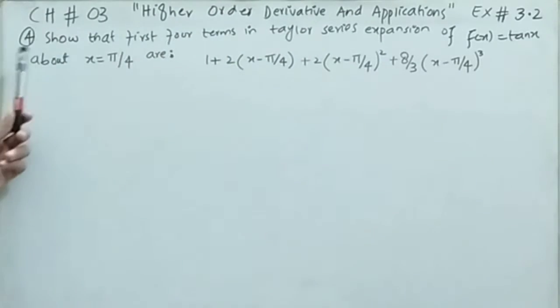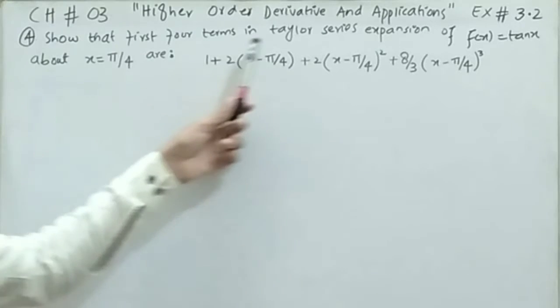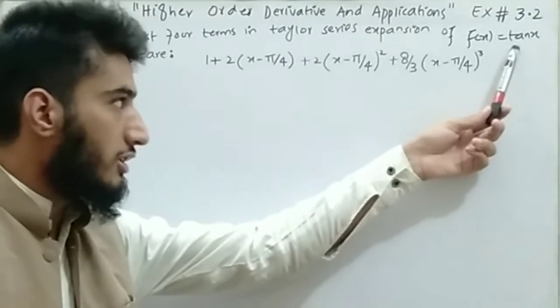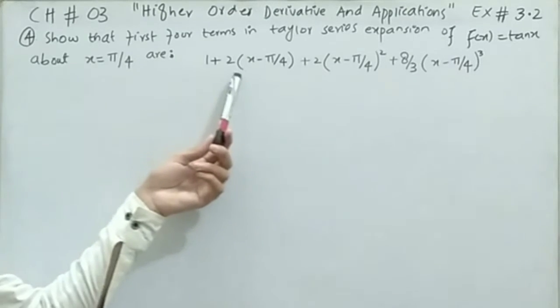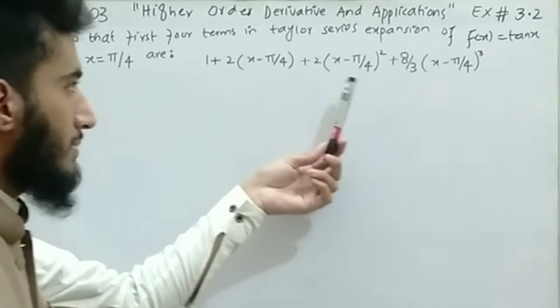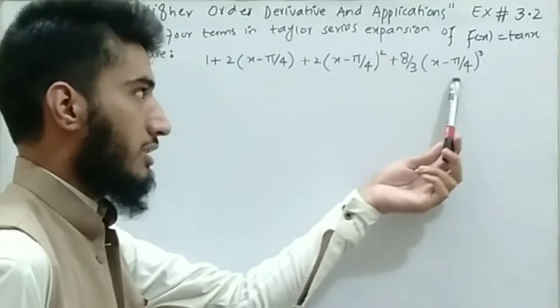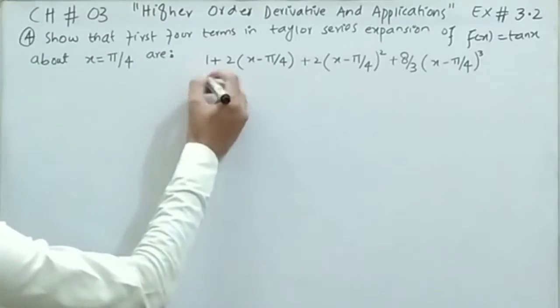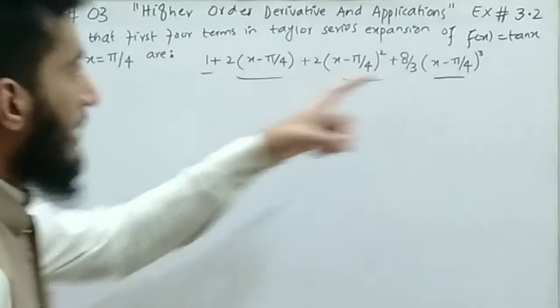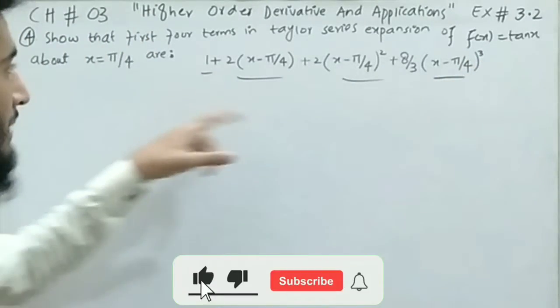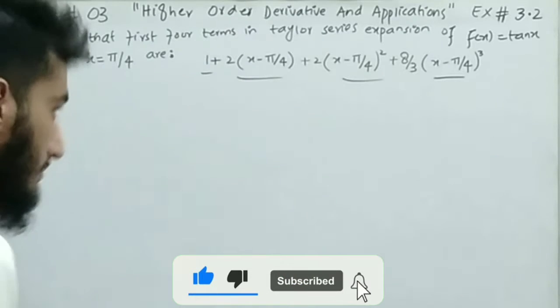So the question is: show that the first four terms in the Taylor series expansion of f of x equal to tangent x about x equal to pi by 4 are 1 plus 2 into x minus pi by 4 plus 2 into x minus pi by 4 whole square plus 8 by 3 into x minus pi by 4 whole cube. This is the first term, this is second, this is third, and this is fourth. That is, show that f of x equal to tangent x at x equal to pi by 4 will give us these four values.